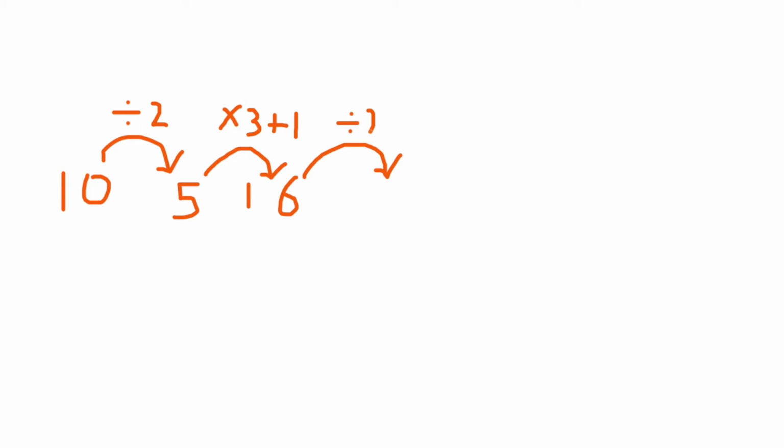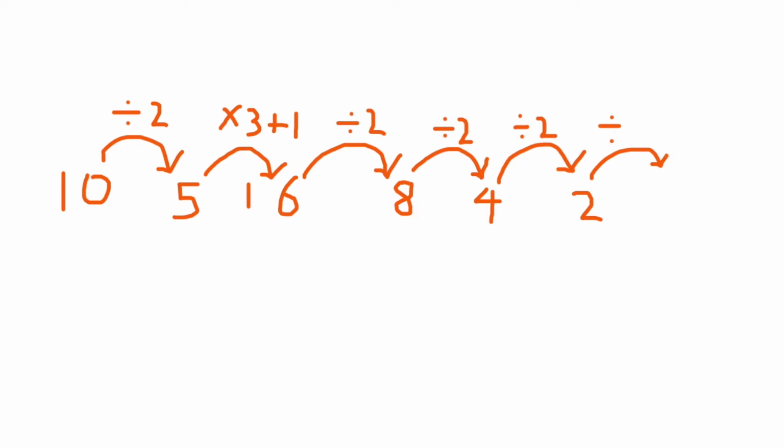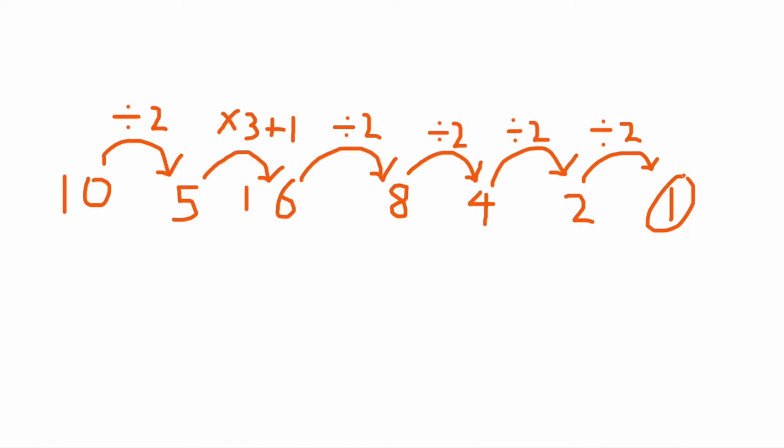I'll give an example. Say we input 10, that's even, so we divide it by 2 and get 5. 5 is odd, so we multiply by 3 and add 1, giving 16. 16 is even, divide by 2. 8 is even, divide by 2. 4 is even, divide by 2. 2 is even, and finally we arrive at 1. And this works for any whole number greater than 0, we always arrive at 1.